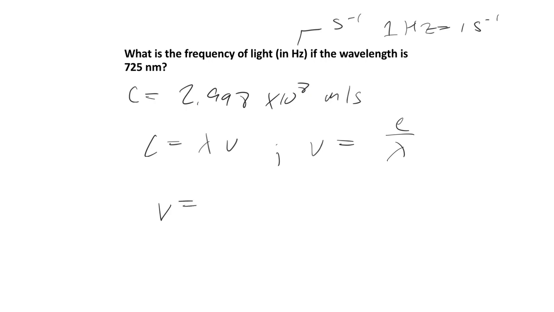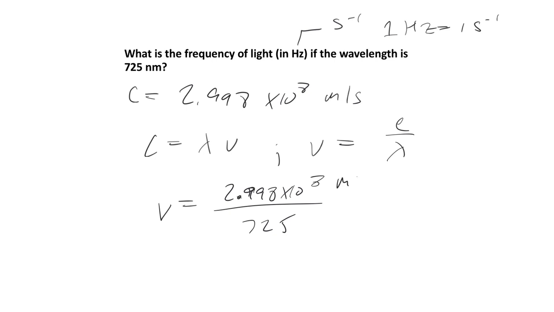So nu would be equal to 2.998 times 10 to the 8. I'm going to do something funny. I'm going to just divide this by 725. Now, what's funny here? This is how I see a lot of problems when students come in after a test or something, saying, I don't know, I got the answer wrong. You've got to write units in, right?